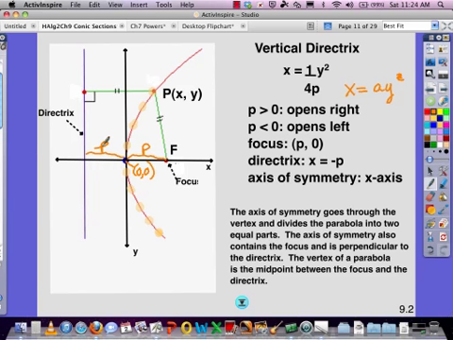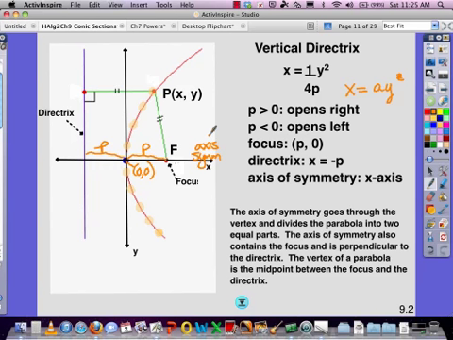The directrix will be x equals the opposite of p. So if your focus was on the right side of (0, 0), then your directrix is on the left. If your focus is on the left, your directrix is on the right when we're centered at (0, 0). Okay? So the axis of symmetry goes through the vertex. It always has when we're centered at (0, 0). So here's our axis of symmetry, and it divides the parabola into two equal pieces.